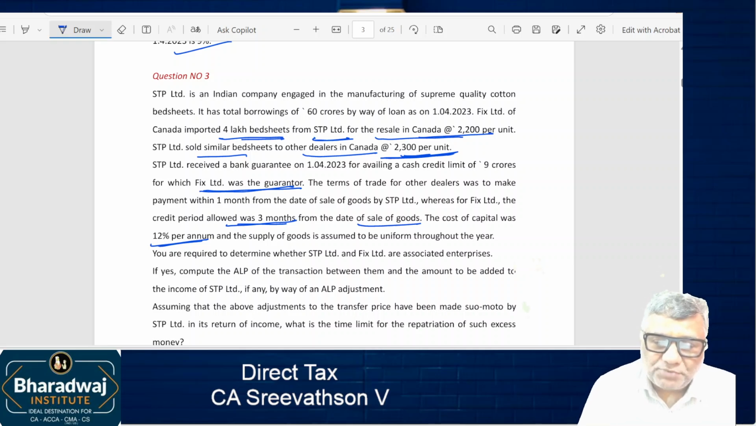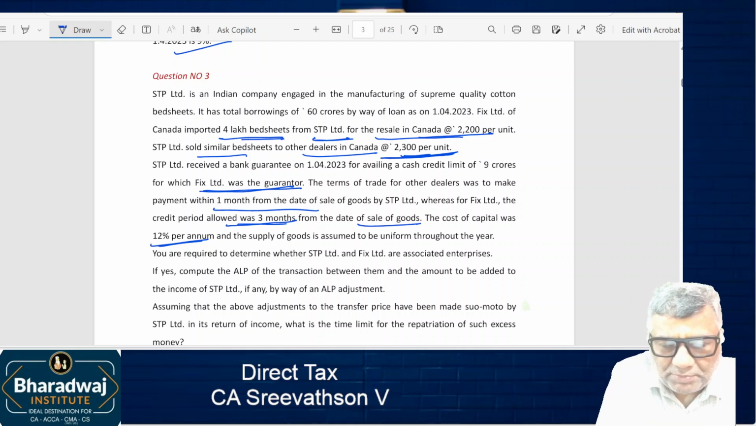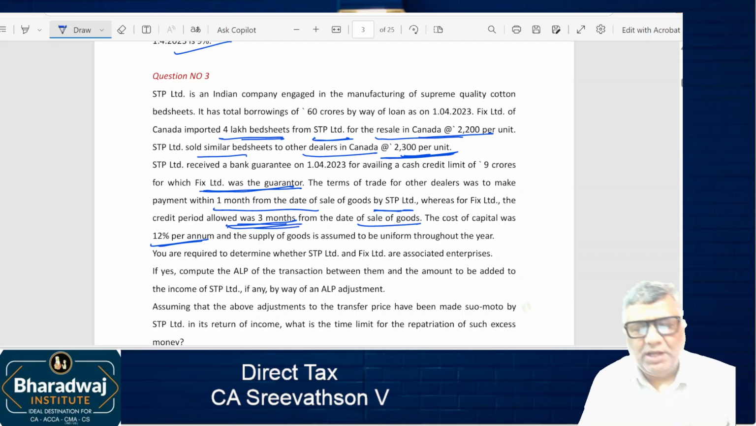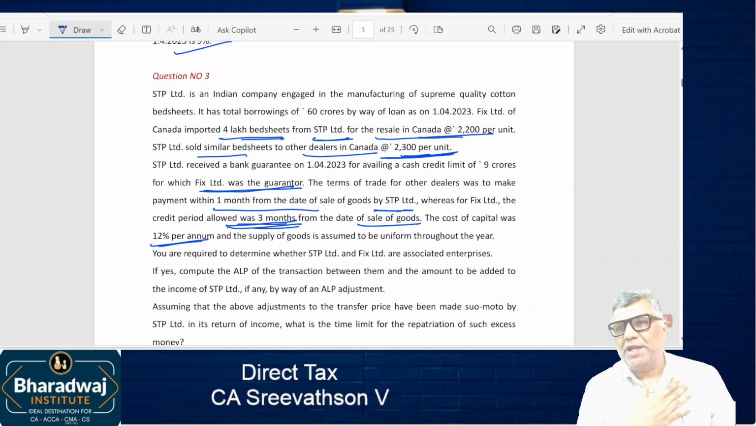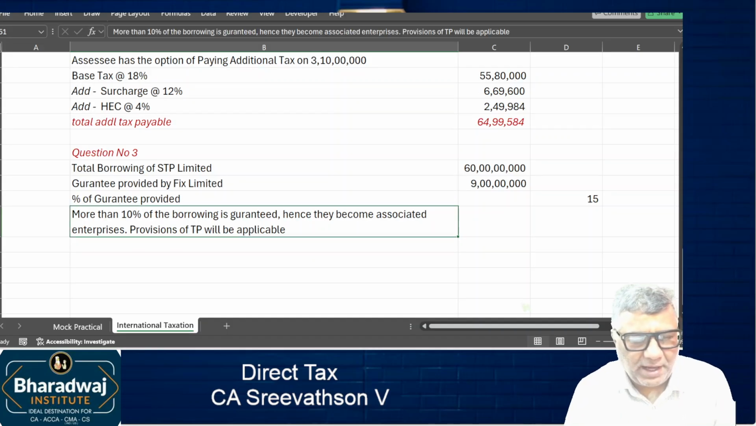The credit terms for the other dealers was to make payment within 1 month from the date of sales, whereas Fixed Limited enjoys a credit of 3 months from the date of sale. The cost of capital is 12% per annum. So 2 months extra they are enjoying, for which they have to compensate me. You are required to determine whether they are associated. Yes, computation of ALP.